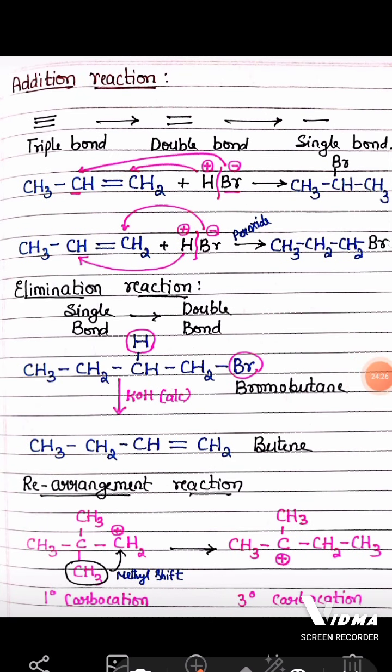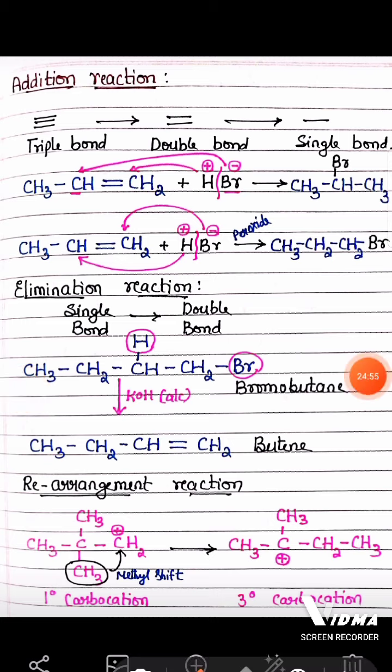In addition reaction, what happens? Triple bond converts to double bond, and double bond converts to single bond because of the addition reaction. So here we can find propene, an unsaturated compound. Now if we add hydrogen bromide, in hydrogen bromide, bromine is negative and hydrogen is positive because of electronegativity difference. The bromide ion is going to attack this carbon atom and hydrogen is going to attack this carbon atom. It is based on Markovnikov's rule.